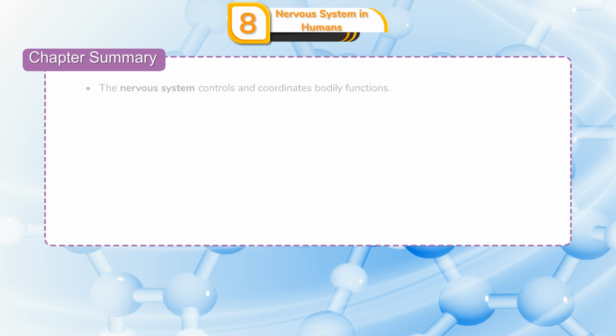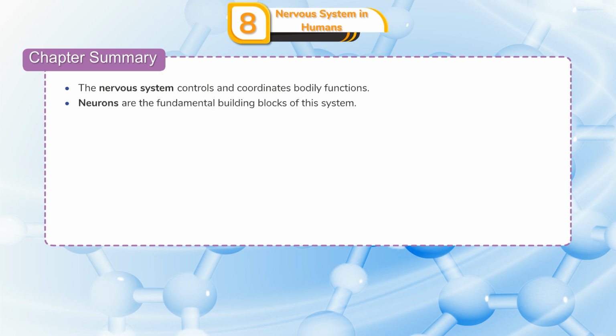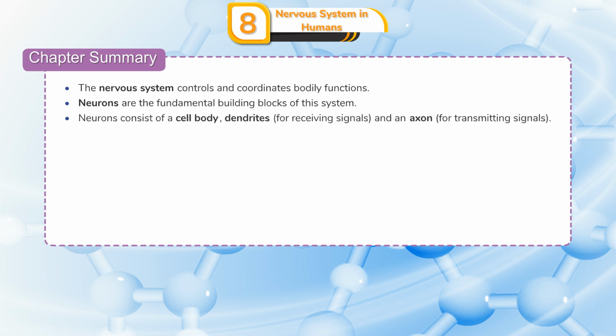Chapter summary. The nervous system controls and coordinates bodily functions. Neurons are the fundamental building blocks of this system. Neurons consist of a cell body, dendrites for receiving signals and an axon for transmitting signals. Nerves are bundles of neuron fibers classified as sensory, motor or mixed.